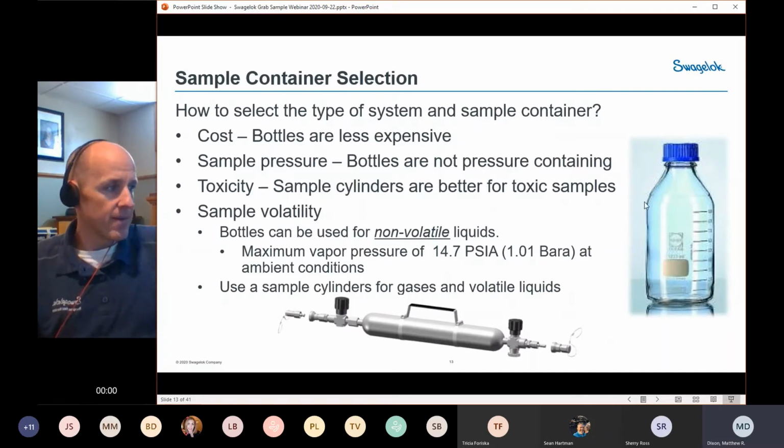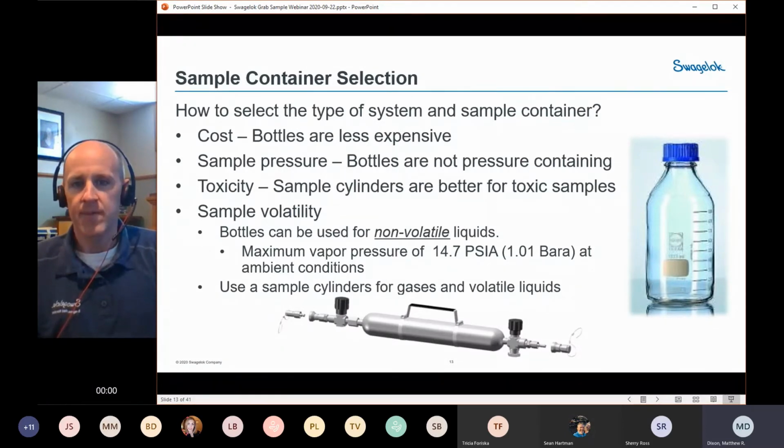Whereas a bottle with a toxic fluid in it, yeah, you can have rubber septa and things of that nature, but the seal integrity is just not there compared to what you would get with a sample cylinder. And then we talked a little bit about the sample volatility already. If you have a volatile sample, a volatile liquid that wants to change from a liquid to a gas, you really do need to have a sample cylinder so that you can hold it under pressure and keep it from making that phase change. So those are some of the considerations that we have for taking a sample in either a bottle or in a cylinder.